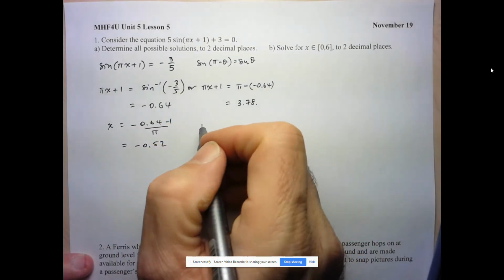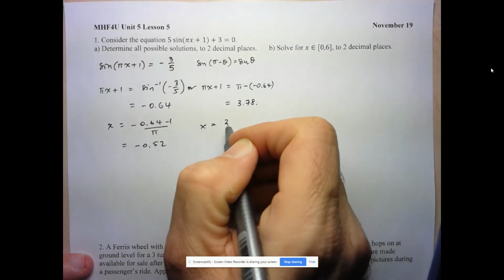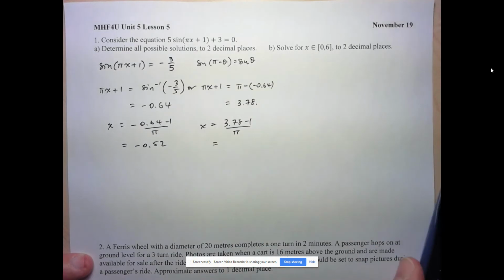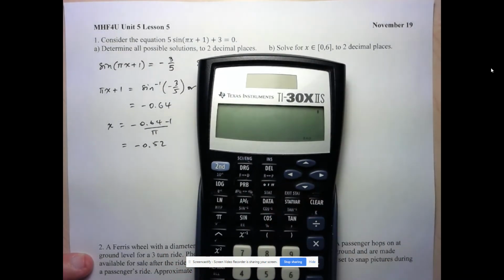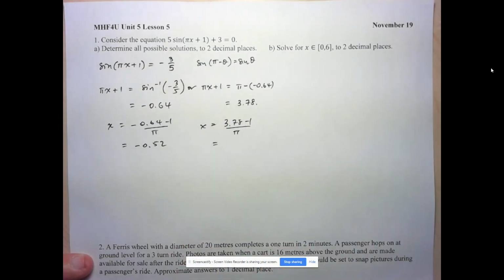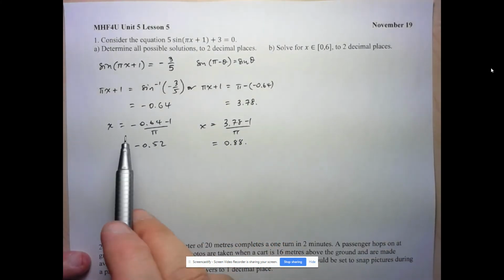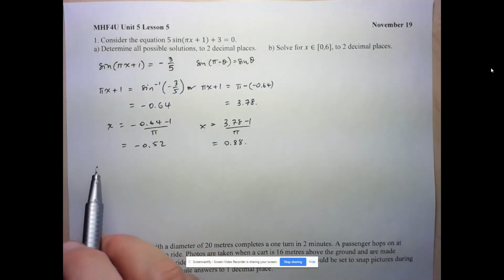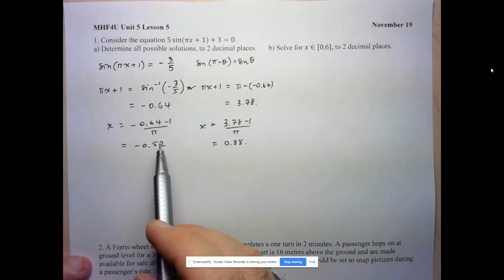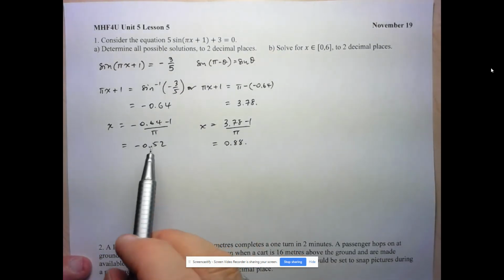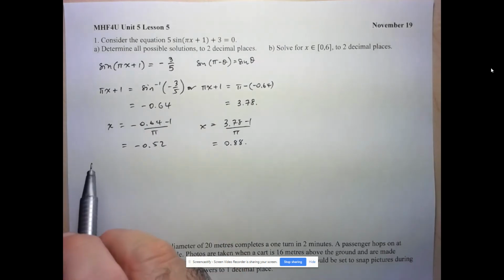And then we're going to do the same thing here. To solve for x, I'm going to take 3.78, subtract 1, divide by pi, and that gives us 0.88. So these give us two actual values for the variable x. Now, how are we going to find the other answers that are going to come into play? Because these are only two of infinitely many values of x for which this is going to work.